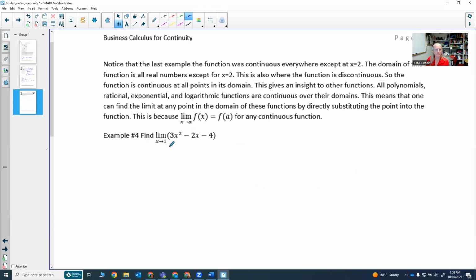Find the limit as x goes to 1 of 3x squared minus 2x minus 4. Since this is a polynomial, it is continuous over its own domain. So all I have to do is plug in 1 wherever I see an x. So this would be 3 times 1 squared minus 2 times 1 minus 4, which is equal to negative 5.